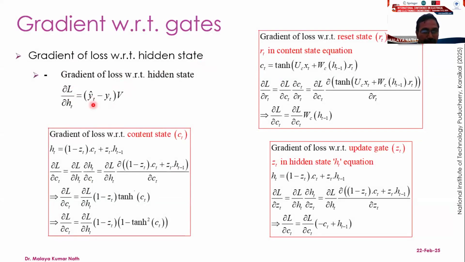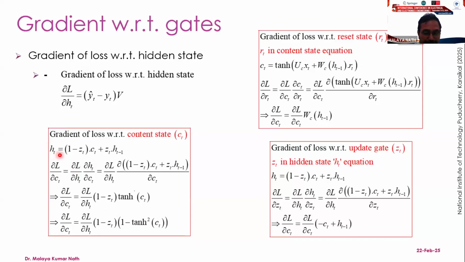That will be already computed previously. How it is computed, we have already discussed. That is (yt hat minus yt) into V. So the gradient of loss with respect to the content state, that is equal to ct, can be calculated as the derivative of loss with respect to ht and the derivative of ht with respect to ct. So the chain rule is applied.